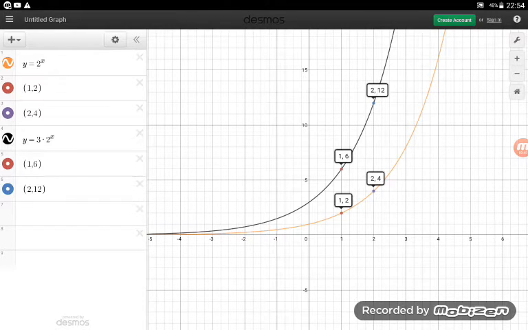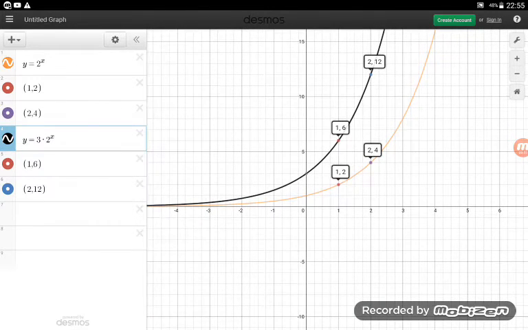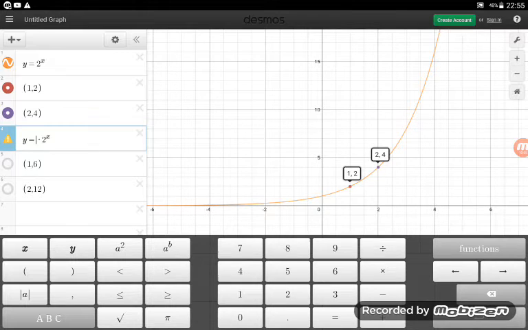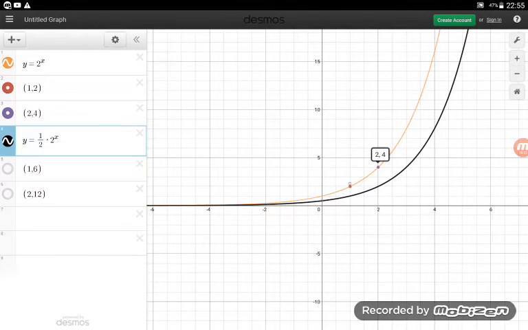A vertical compression would be changing this 3. Instead of a 3, I would change it to a fraction. So maybe something like, let me hide these points first. So maybe something like, let's go with 1/2. So I have 1/2 multiply 2 to the power of x. And right now, this is the black color graph that we have. So this point, original point 1, 2, this one right here.